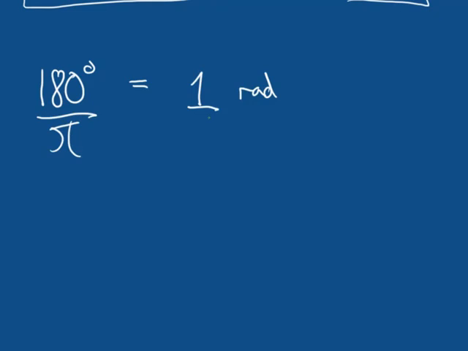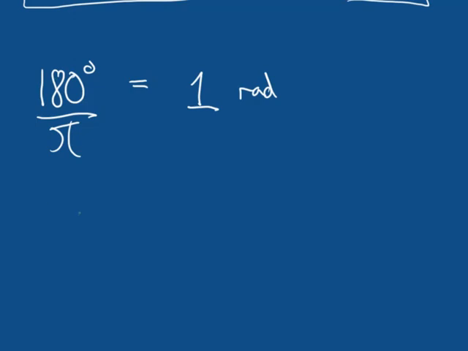Well, hopefully it's therefore obvious that if we wanted 2 radians, we'd need 2 times 180 degrees over pi. If we wanted 3 radians, we'd need 3 times 180 degrees over pi. Therefore, to convert from radians to degrees, we multiply our radian value by 180 degrees over pi. Or in other words, we divide by pi and then we multiply by 180 degrees.